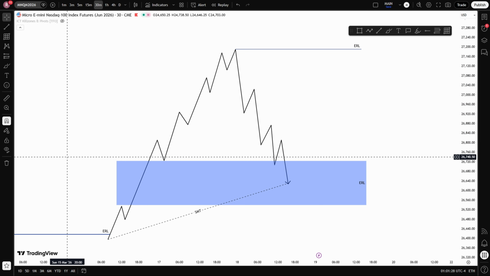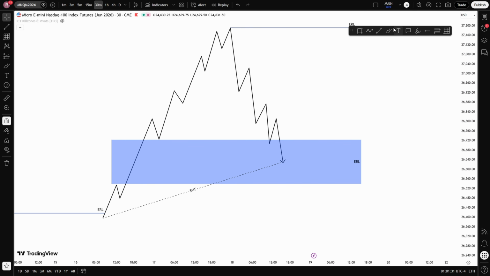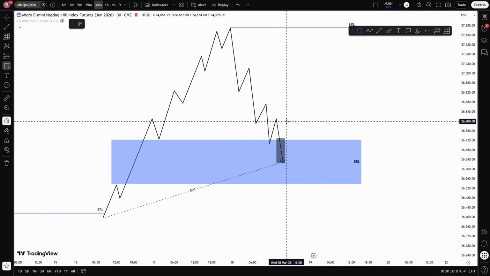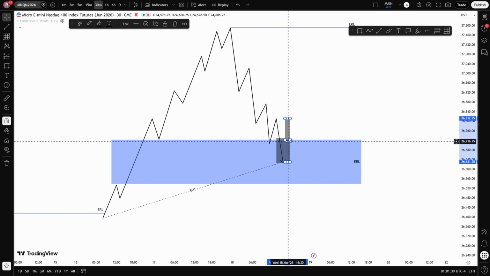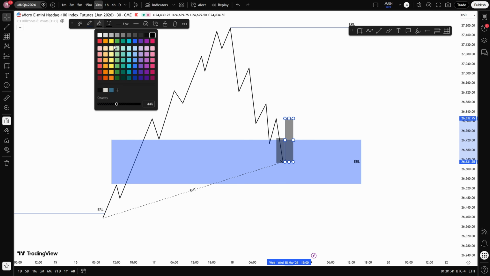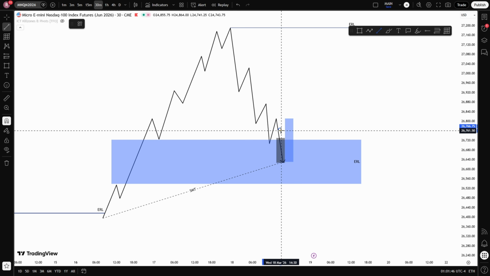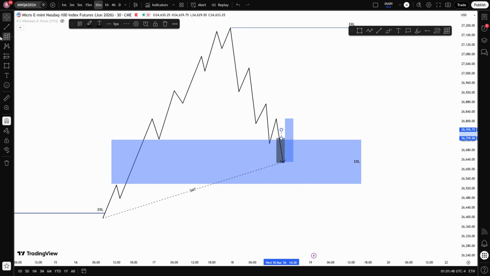Now that step 1 and step 2 are done, the next thing is simply waiting for confirmation, and that comes in the form of a change in the state of delivery from that higher time frame level. On the intermediate time frame, the focus shifts to identifying the last down-closed candle that was responsible for creating the SMT divergence and tapping into the internal range liquidity.